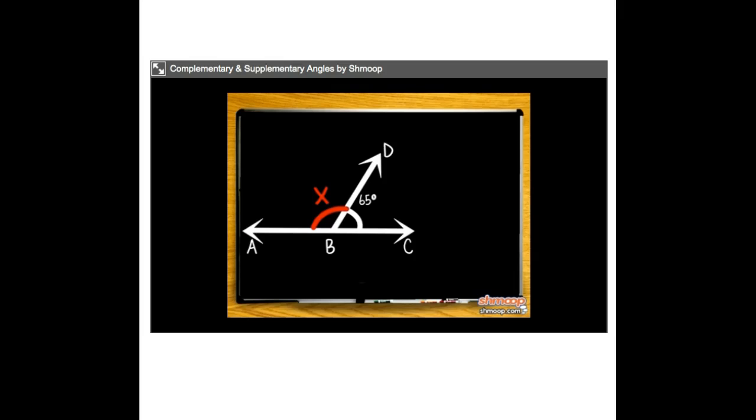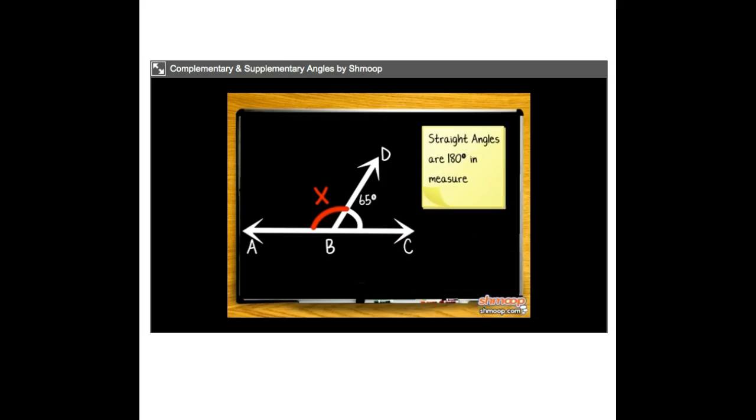Even though the door frame is tilted, the floor is still a straight angle. Since we know straight angles are 180 degrees in measure, the two angles here are supplementary angles, or two angles whose measures add up to 180 degrees.